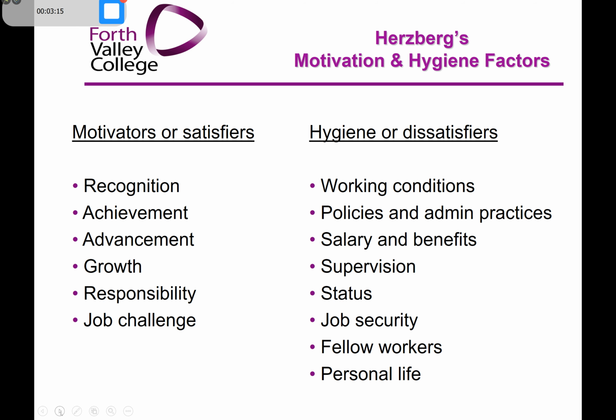Status. What kind of status do you have in the organisation? Job security. The relationship you have with your fellow workers. If you've got a good relationship, that's good. If you've got a poor relationship, it's going to dissatisfy you, and it doesn't matter what else a company does to try and make you motivated. If you have poor working relationships with your fellow workers, you're not going to be motivated. And then just what's going on in your personal life as well. If you've got problems at home, it's going to affect your ability to work. It's going to affect your motivation levels.